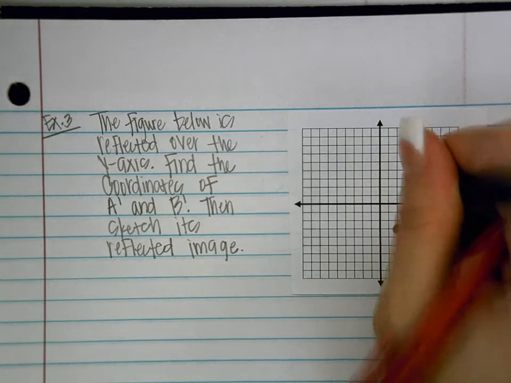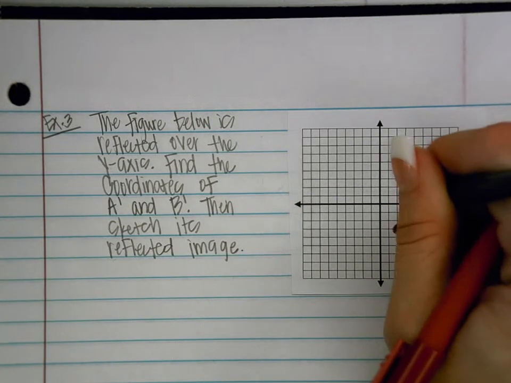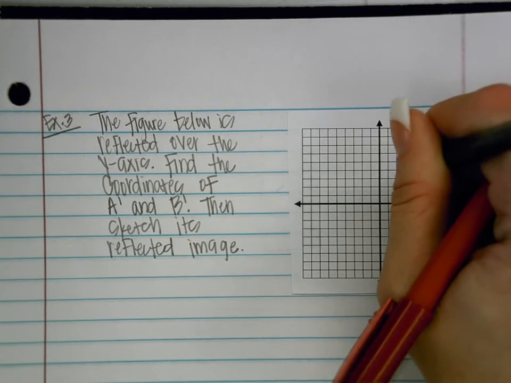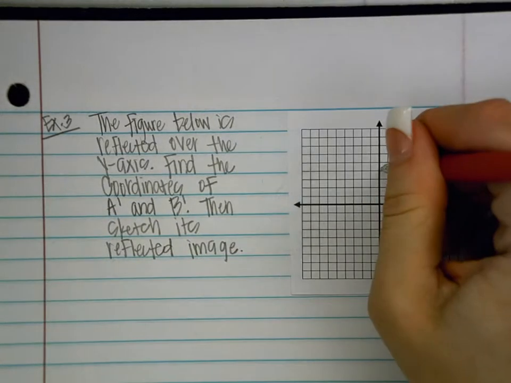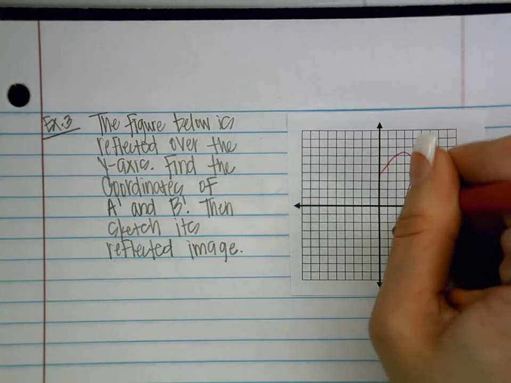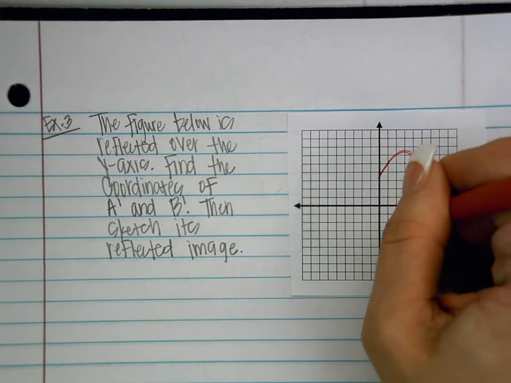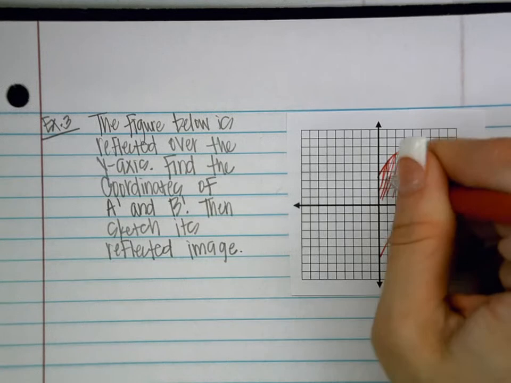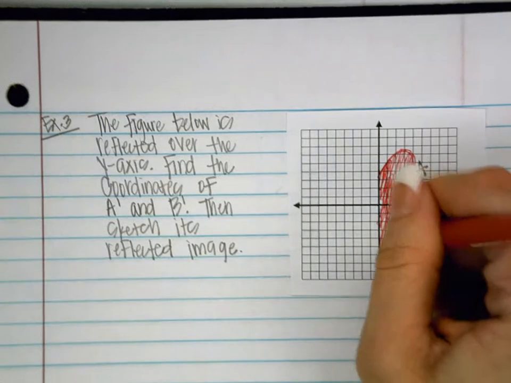And this one's going to be over 1, 2, 3, 4, up 4. Okay, so that's your A point and that's your B point. And the picture is going to look like this. Okay, so it's like half of a heart.